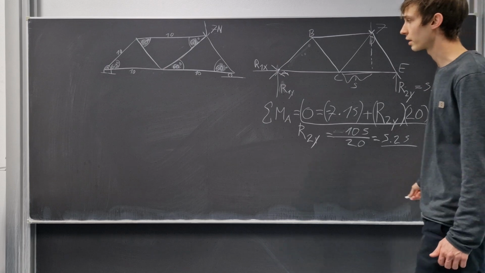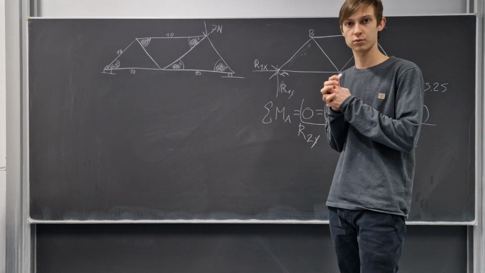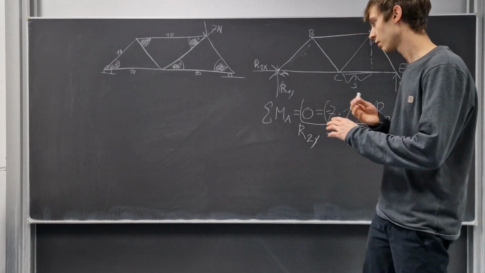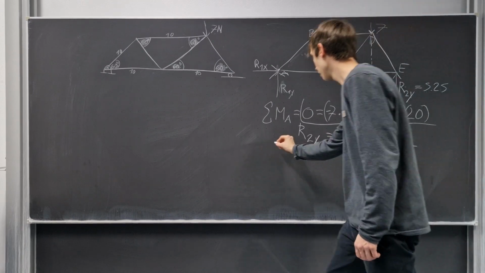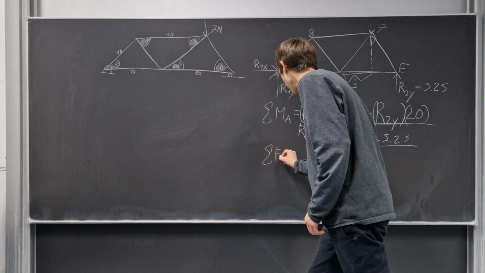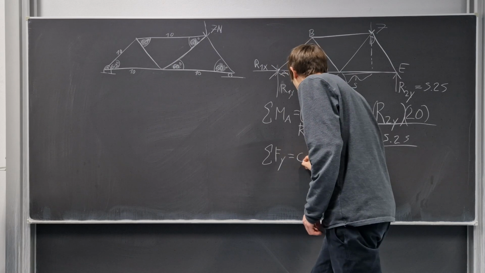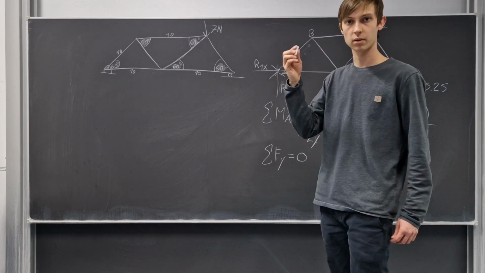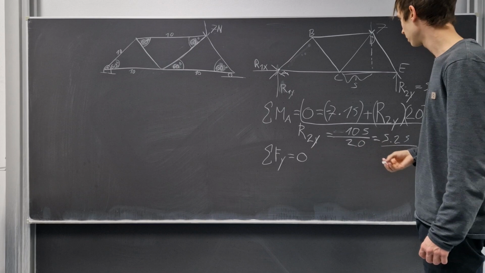So that's that. So we now have 5.25 is this R2Y. Now how do we get the rest? Now we can just use the equilibrium equations for the directions of forces. So I can take all forces in the Y direction. They have to equal 0. And I'll take the ones going up as plus, the ones going down as minus.